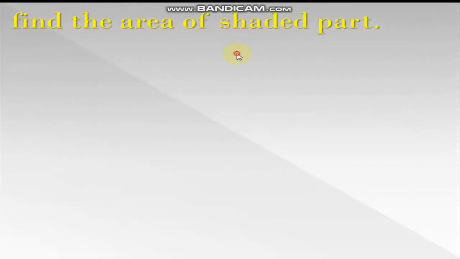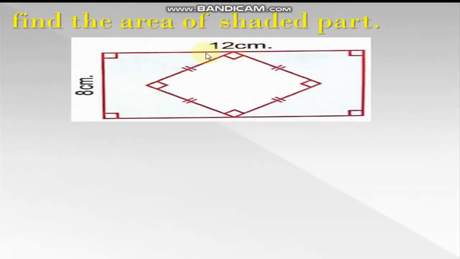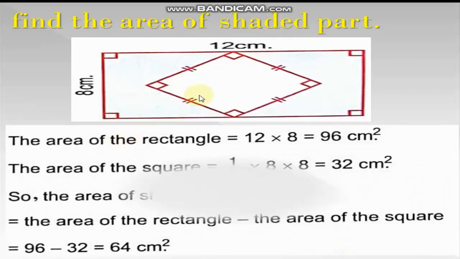Find the area of the shaded part. We have here a rectangle and inside it a square. At first, to find the shaded part between the rectangle and square, we have to find the area of the rectangle. And we know that the area of a rectangle equals length times width. The length here is 12 centimeters and the width here is 8 centimeters. So 12 times 8 equals 96 centimeters square.